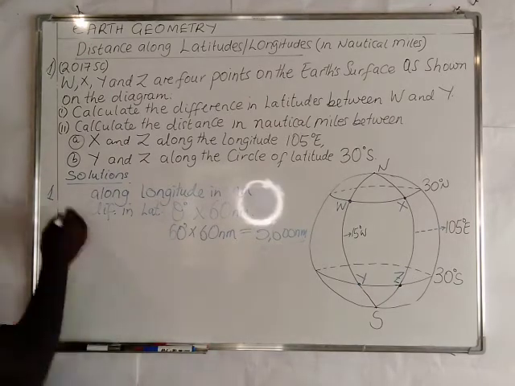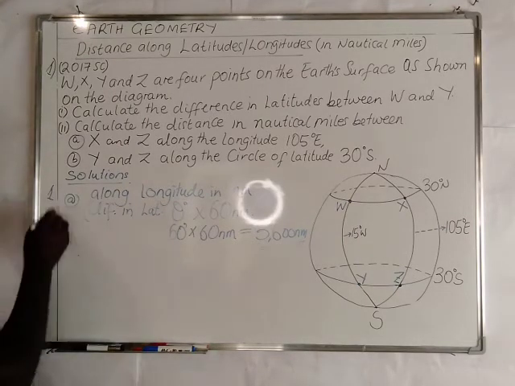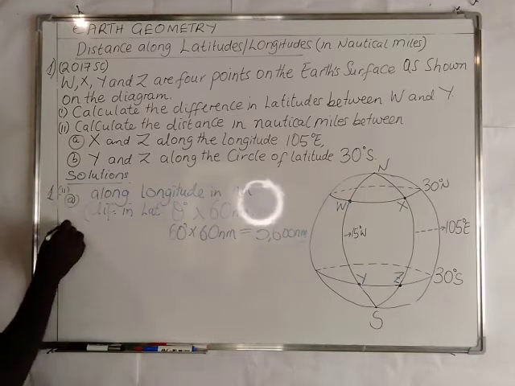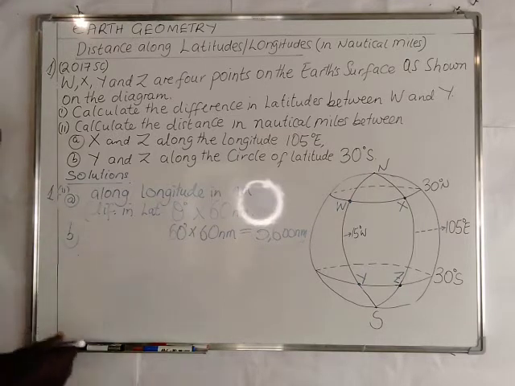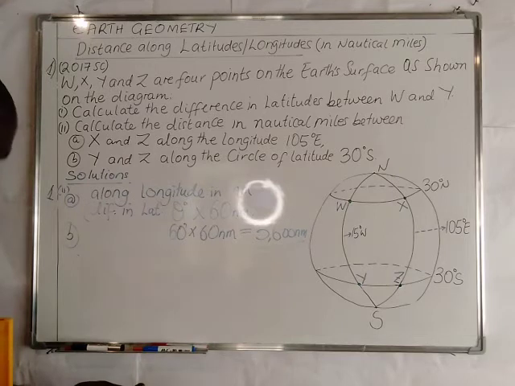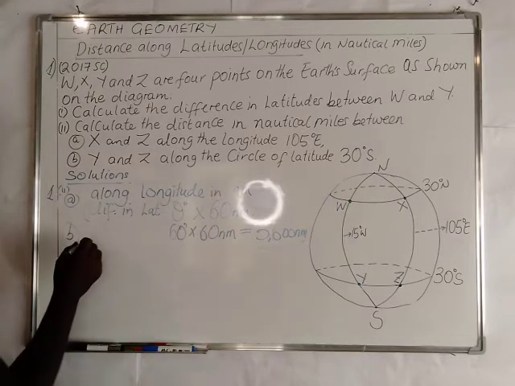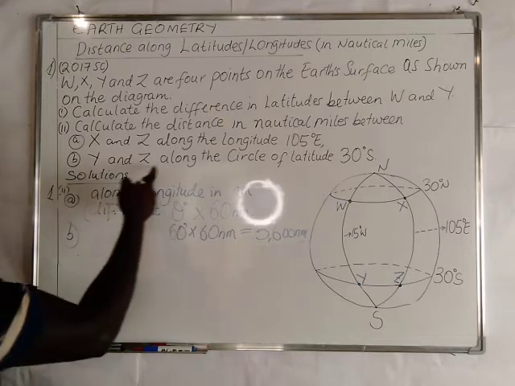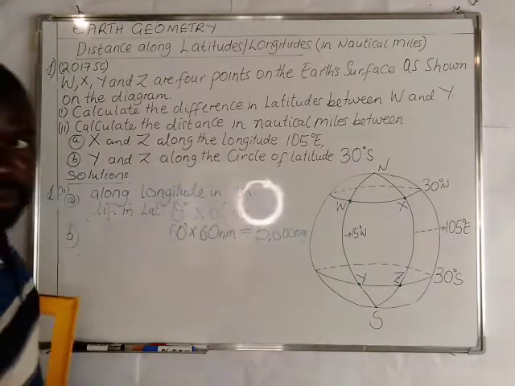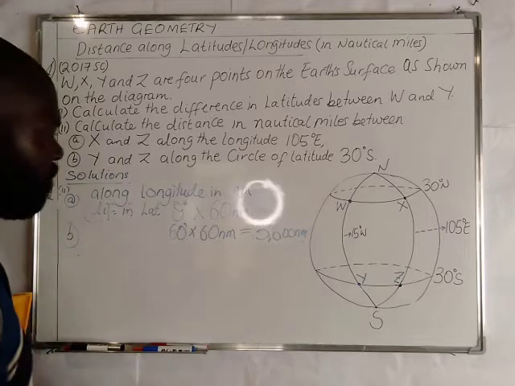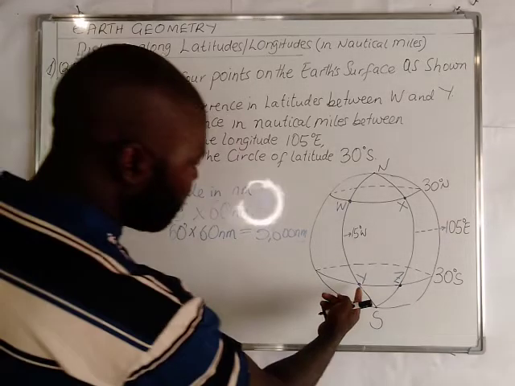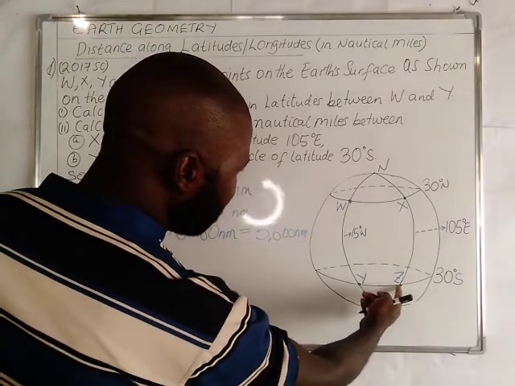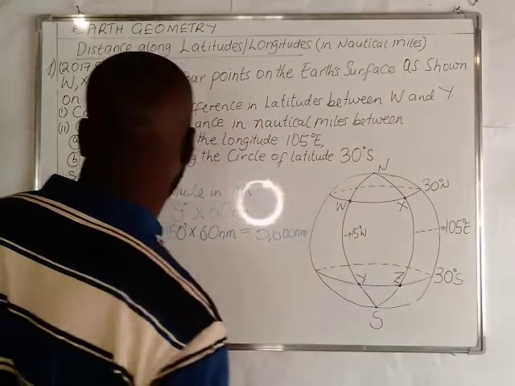So this is 2A. Now let's look at 2B, where we are told to find the distance between y and z along latitude, that one, along latitude 30 degrees south. So we are supposed to get the distance between y and z along 30 degrees south.